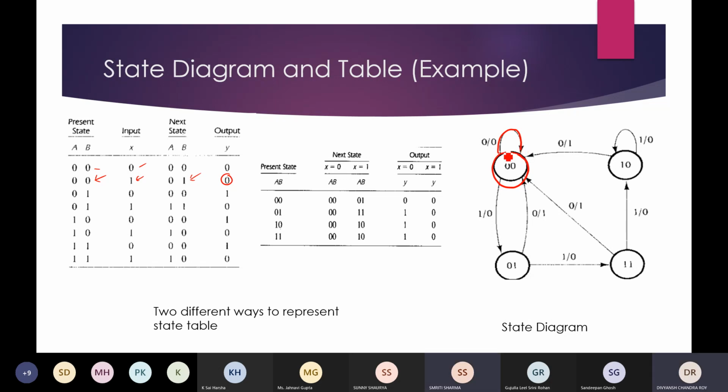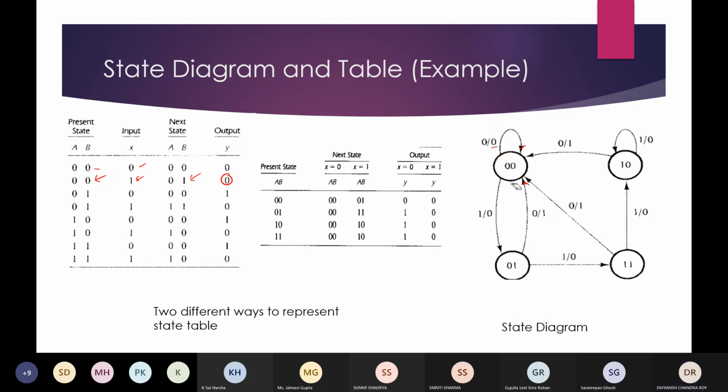Yeah, I've admitted. Okay. So here if you see my present state is 0 0, and if the input is 0, then my next state is going to be 0 0, and the corresponding output will be 0. If I am in state 0 0 and the input is 1, then my next state is going to be 0 1, and same thing happens with the 0 1. If my present state is 0 1 and the input is 0, then I am going back to the state 0 0, and output here will be 1.